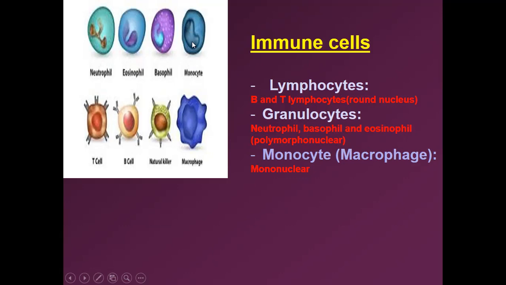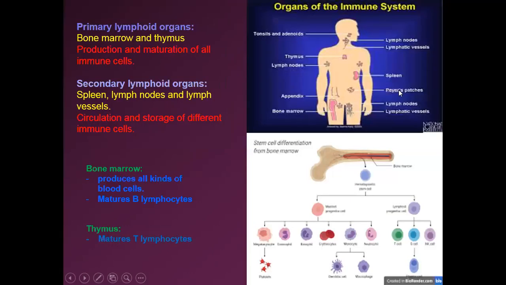This is the monocyte. This is all for the cells of the immune system, which are the leukocytes, classified into three classes: lymphocyte, granulocyte, and monocyte. Each one of them has a given function. We will see the function of each one later in the other activities.